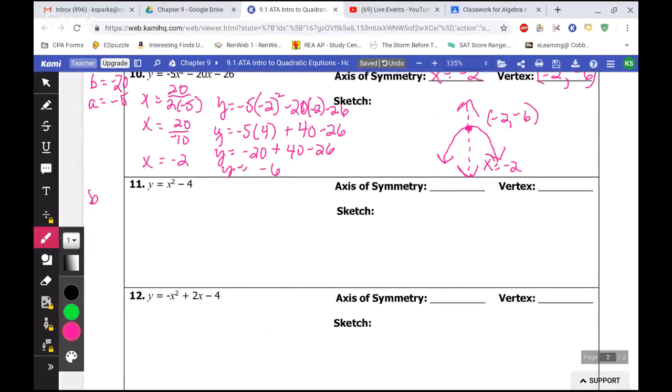Okay, what is my B value for number 11? Or is there one? Is there a B value? Is there an X variable all by itself in this?